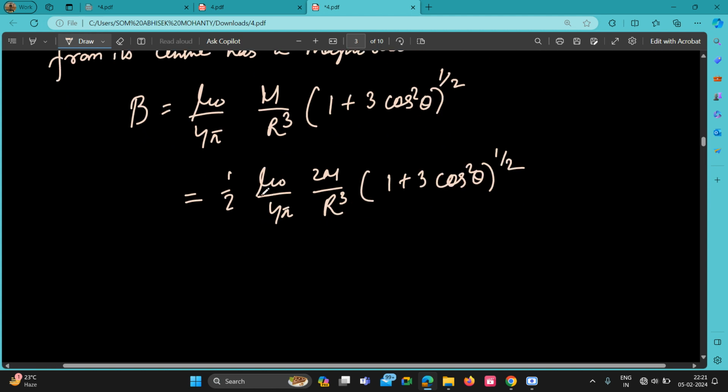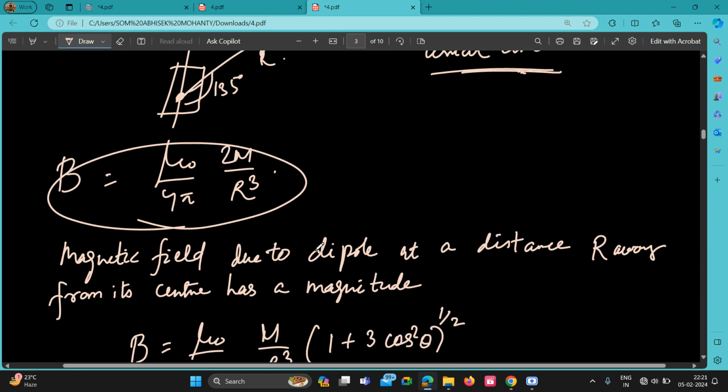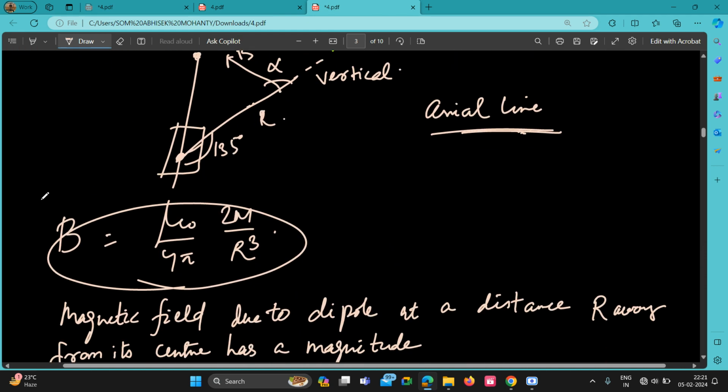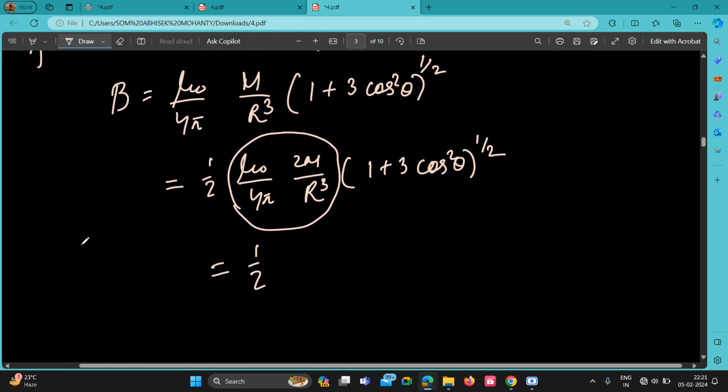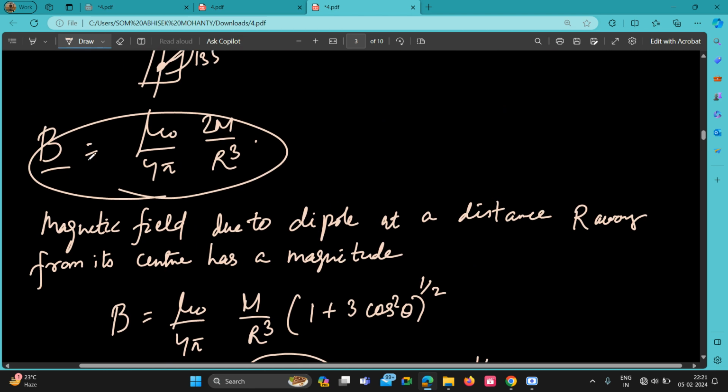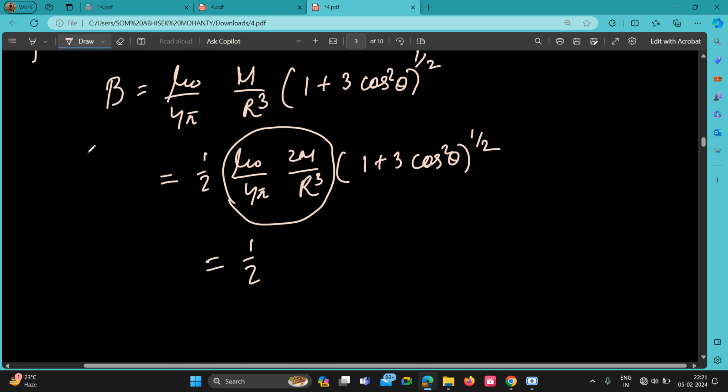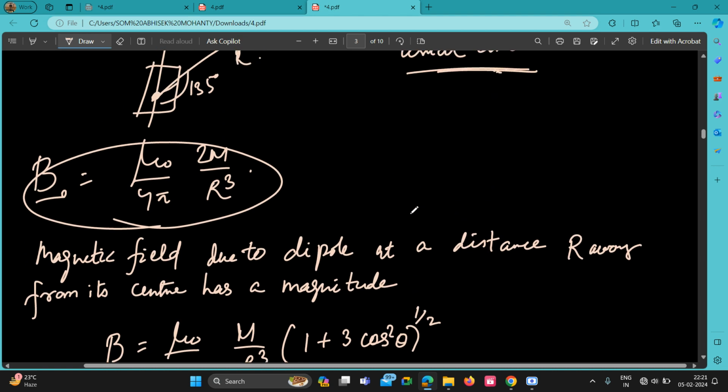So if you see, this is because of the end-on position or axial line. So I can write this as half B, or let's write it as B naught. So half B naught into 1 plus 3 cos square theta to the power half. Now what is B naught?